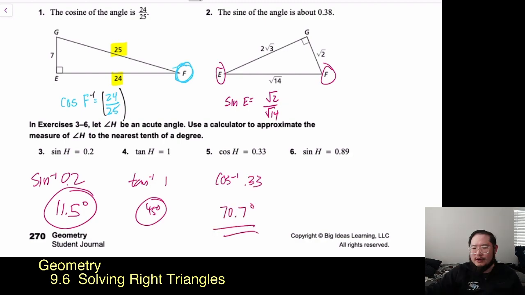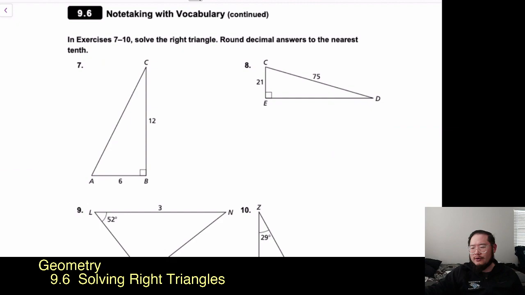We take a look at number 7. We're going to solve the right triangle. So things that we need to look for, okay? There's 3 things. We've got to find angle C, angle A, and we've got to figure out the hypotenuse. Okay, those are things that we need to solve for. I already know angle B. That right there is 90 degrees, right? All right, so let's see what we can do right here. We've got to figure out the hypotenuse.